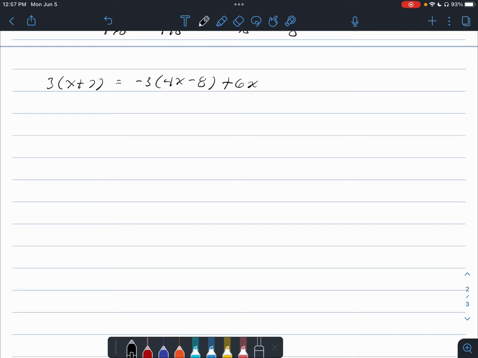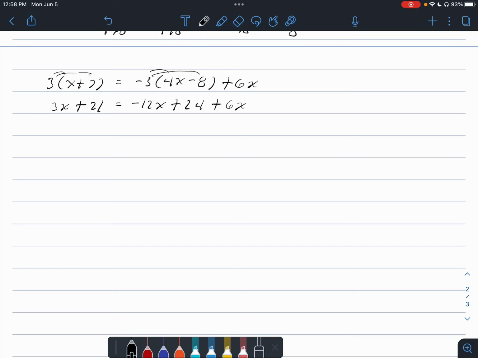So let's take this 3, and we're going to distribute this to our x and to our 7. So the left-hand side is going to become 3x plus 7 times 3, so that's 21. So 3x plus 21. And on the right-hand side, we can go ahead and distribute this negative 3 to the 4x and to the negative 8. So now we'll have minus 12x, and then we'll have negative 3 times negative 8. That's going to give us a positive 24. So we'll have plus 24. And then we still have this positive 6x off here to the side.